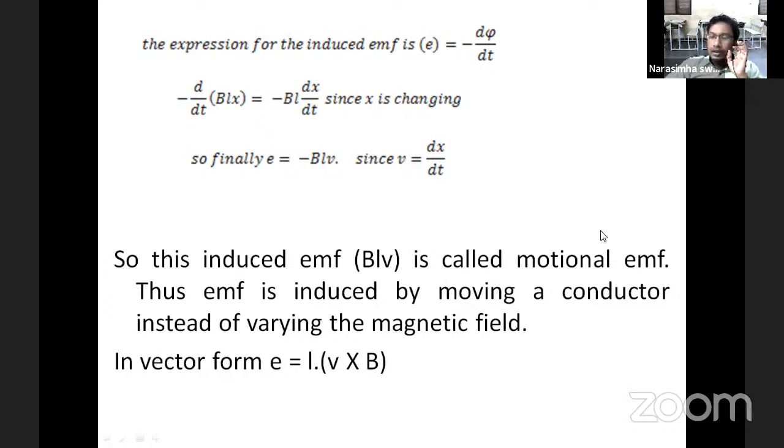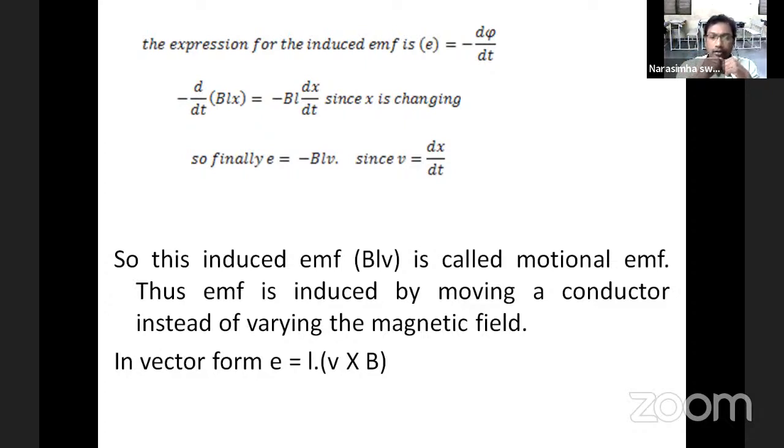If you observe the diagram, the rod PQ is moving. While it is moving, the induced EMF is generated. So this is why it's a motional EMF. Thus EMF is induced by moving a conductor instead of varying the magnetic field. Initially I told you that instead of changing the magnetic field, we have changed the surface area just by displacing the rod. By displacing the rod, we have changed the magnetic flux present in the coil so that induced EMF is generated.